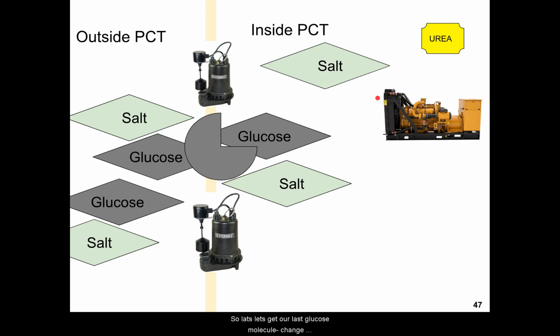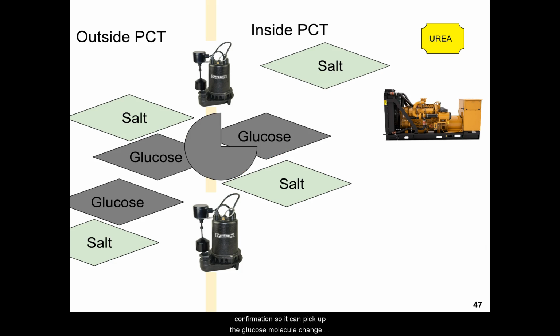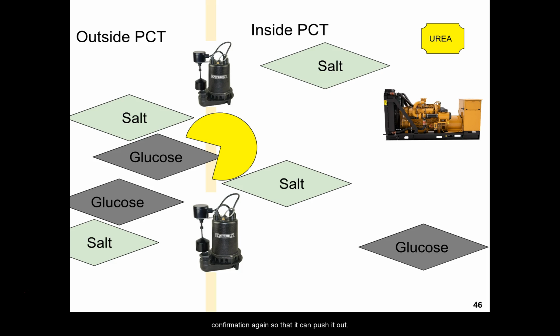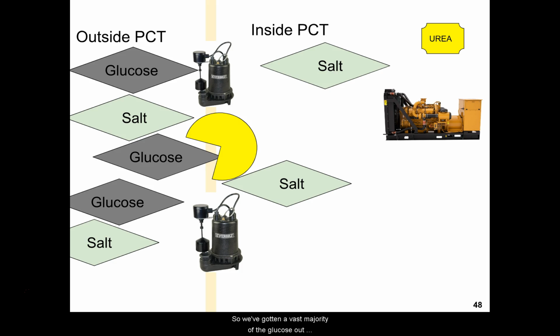So let's get rid of our last glucose molecule. It's going to change conformation so it can pick up this glucose molecule. It'll change conformation again so that it can push it out. All right, so we've gotten a vast majority of the glucose out. We've gotten a bunch of the salt out of the PCT.